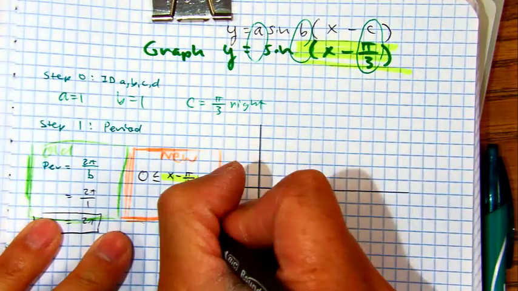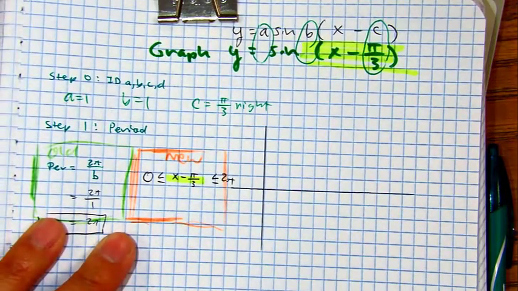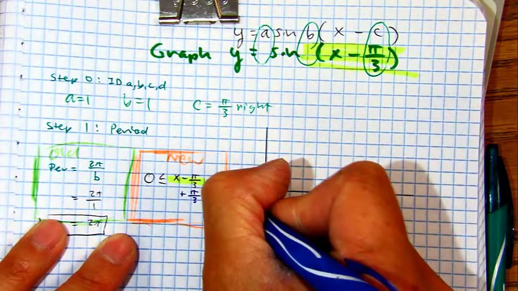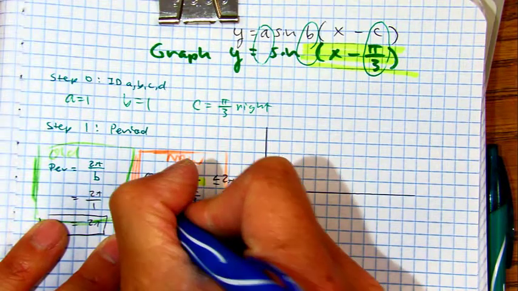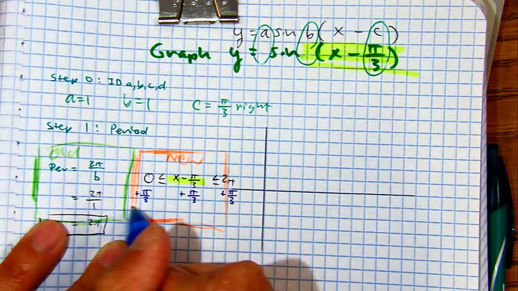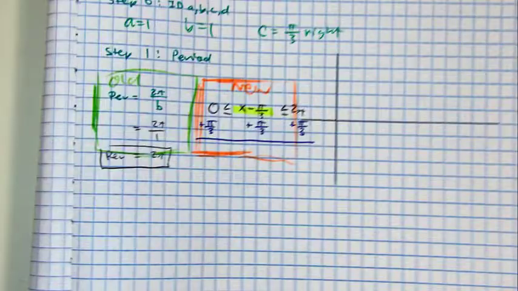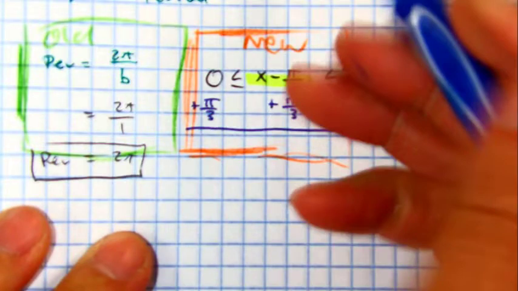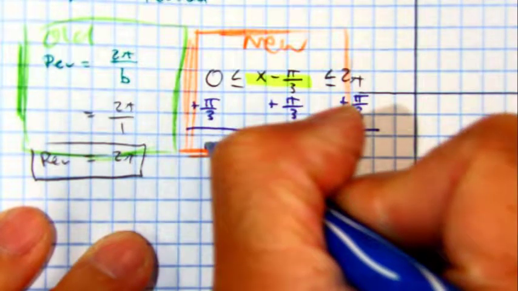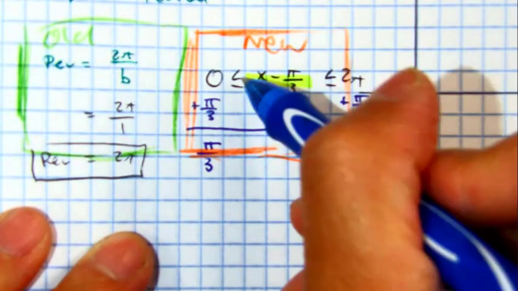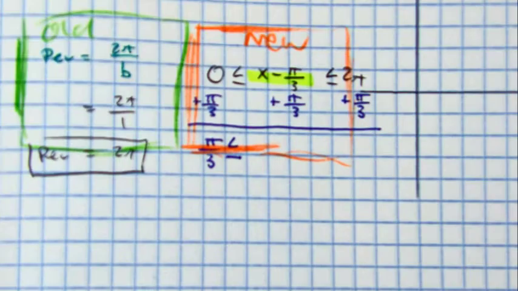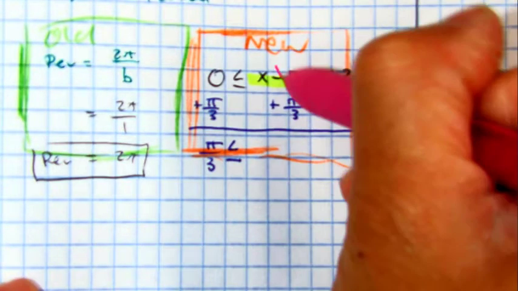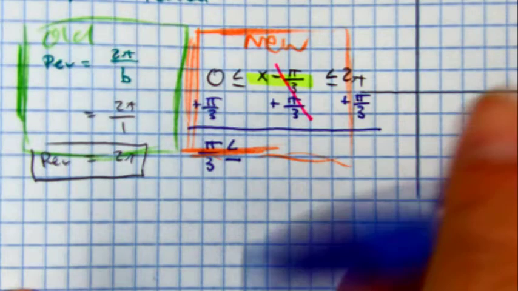So if I add pi over 3 into the middle, what do I have to do to both sides? Add pi over 3. Class, 0 plus pi over 3, pi over 3. I have less than or equal to. Here, negative and positive of the same number is equal to 0. They cancel and equal 0. I'm left with x.